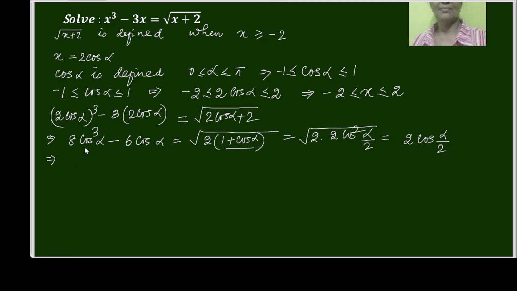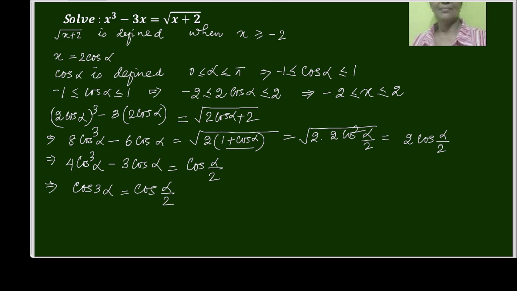So 2 can get cancelled. I'll get 4 cos cube alpha minus 3 cos alpha equals cos alpha by 2. And if you observe the left-hand side, it is nothing but your cos 3 alpha. So cos 3 alpha equals cos alpha by 2.